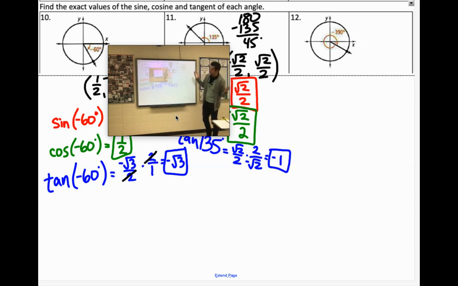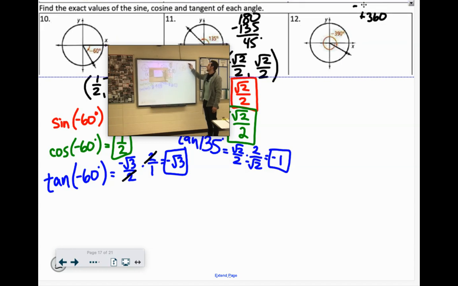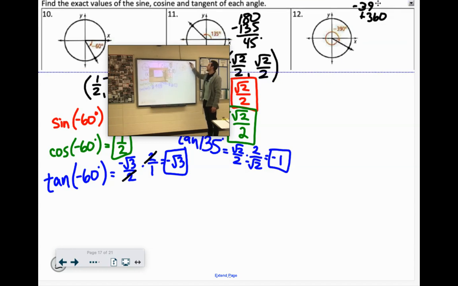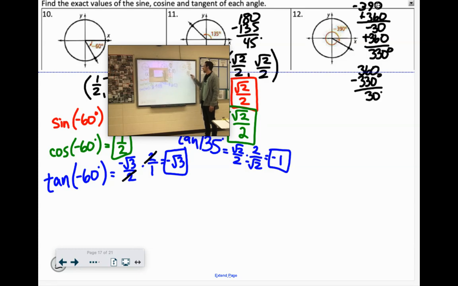Negative 390 degrees. It ends up in quadrant 3, so let's maybe look for a coterminal. Negative 390 plus 360 would be negative 30. If we added another full rotation to that, it would be a 330 degree angle. It's in quadrant 4, so we can just do 360 minus that angle. 360 minus 330 gives us a reference angle of 30 degrees.